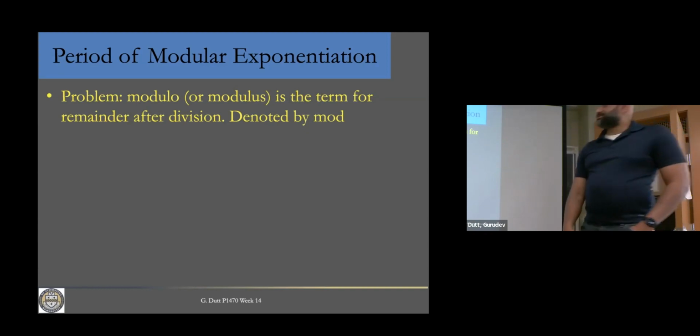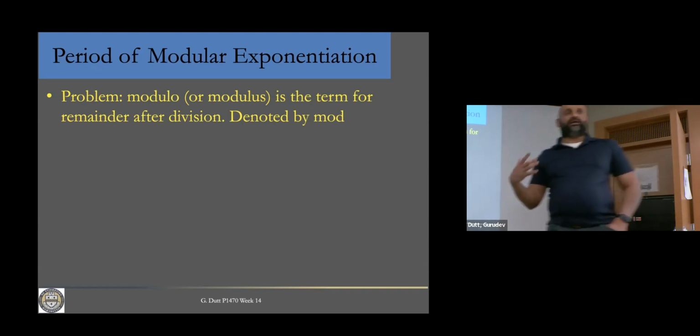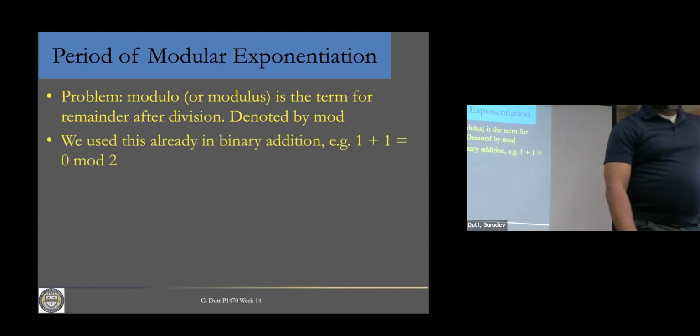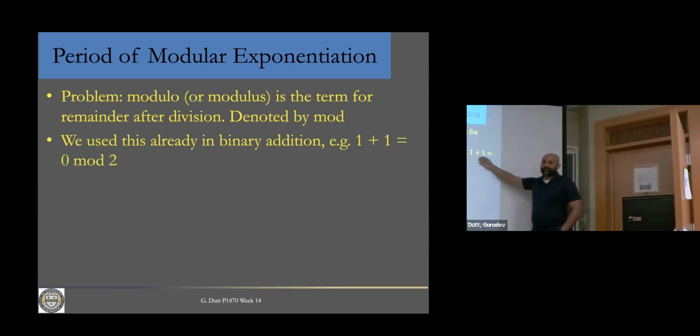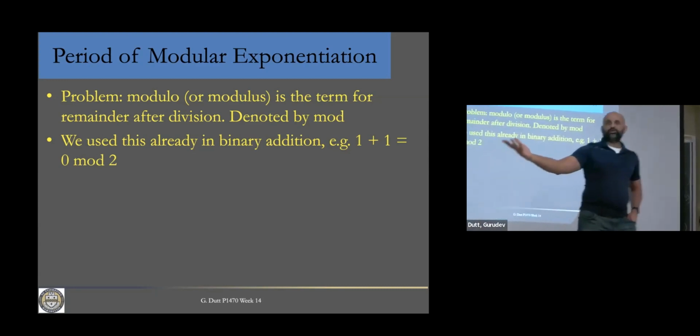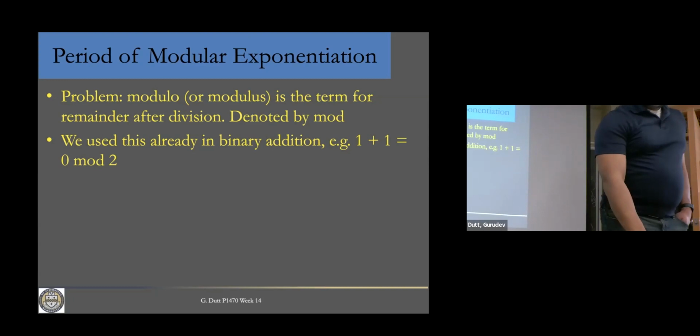Okay. So our next problem is to use something called modular exponentiation. First we'll start by defining what modulo means. Modulo is a term for the remainder that's left behind after division. It's usually denoted by mod. We saw this already in binary addition. For example, I told you 1 plus 1 is equal to 0 modulo 2, right? If I take 1 plus 1, that's 2, but dividing by 2 gives me a remainder 0. So it's 0 modulo 2.